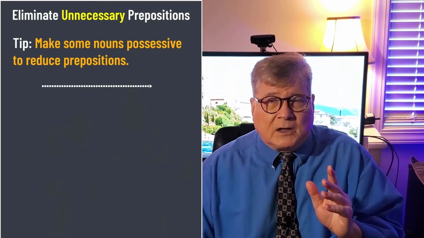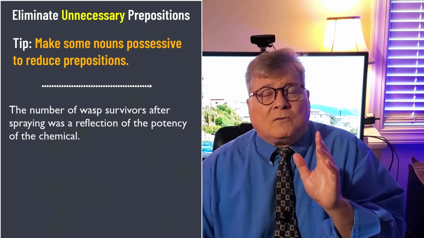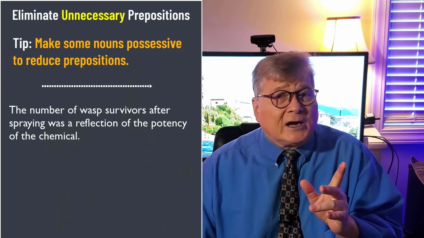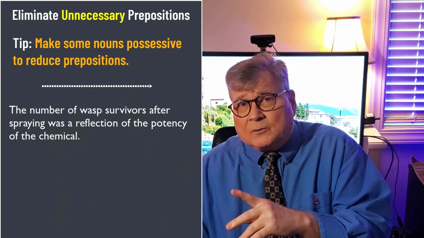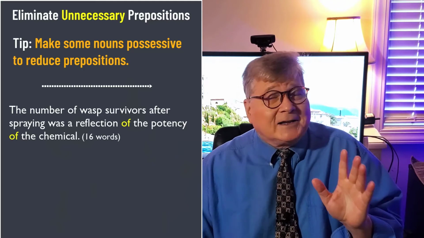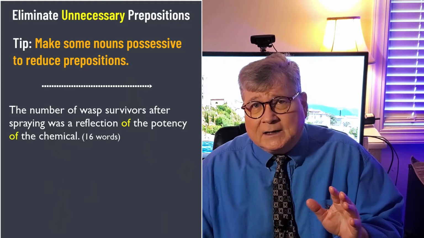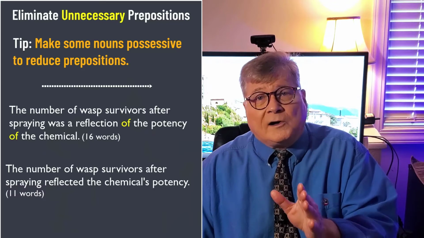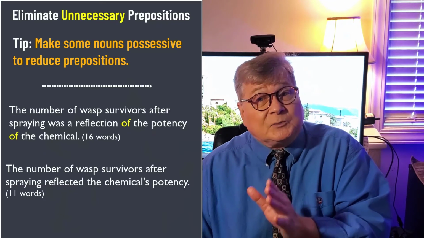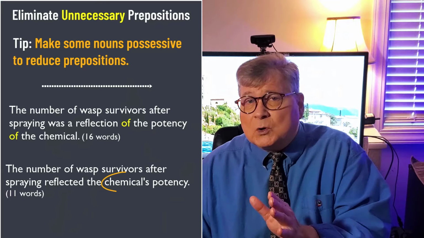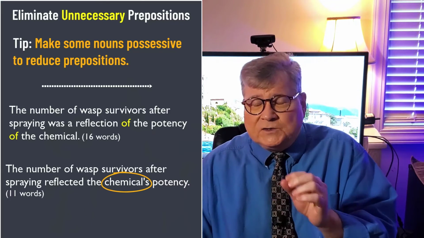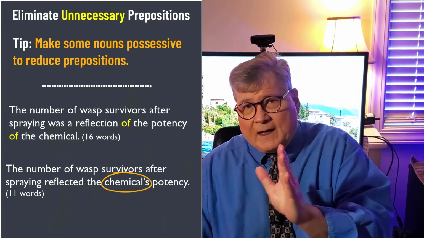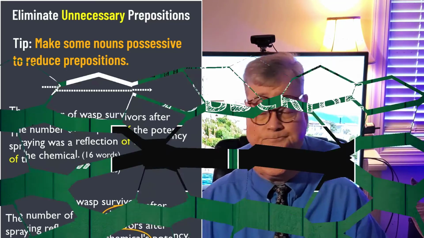For example, here's another one. The number of wasp survivors after spraying was a reflection of the potency of the chemical. That's a very common kind of academic construction that you're going to see, but it can be easily reduced to: the number of wasp survivors after spraying reflected the chemical's potency. You see how making a noun possessive allows you to avoid that prepositional string.